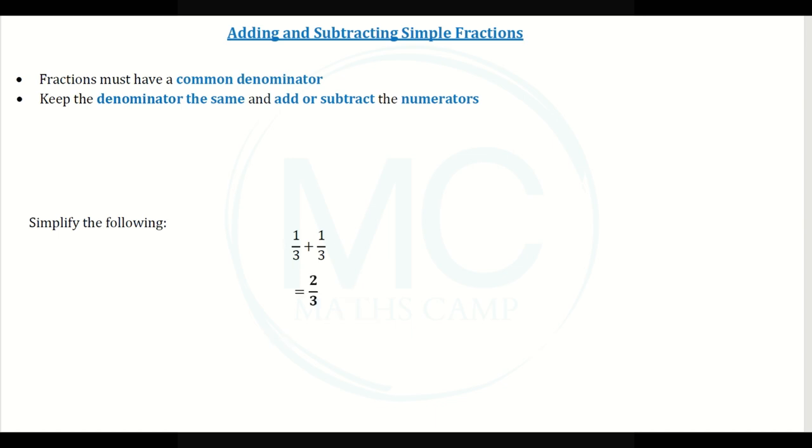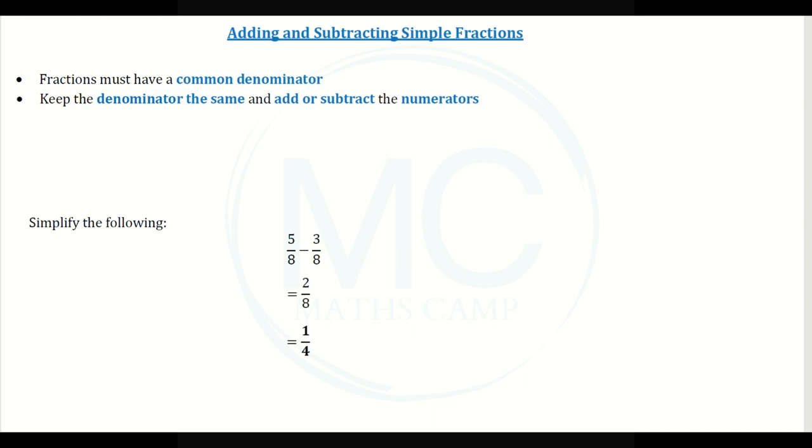We do the same thing when subtracting. 5 over 8 minus 3 over 8. So we know our denominator will be 8. 5 minus 3 is 2. Simplify by dividing 2 and 8 by 2. And we get an answer of 1 over 4.